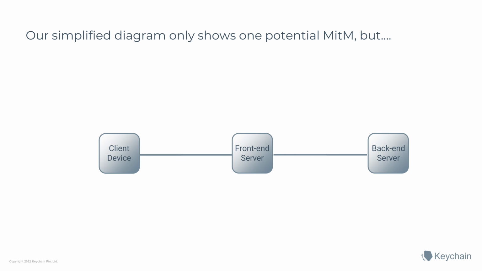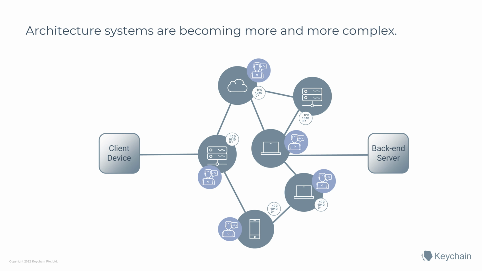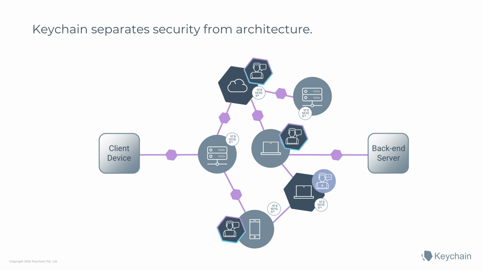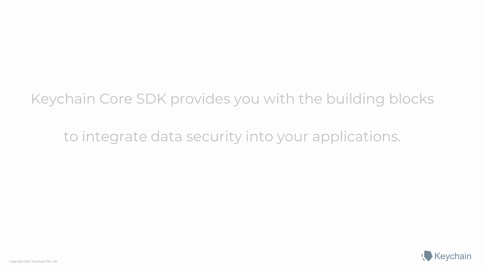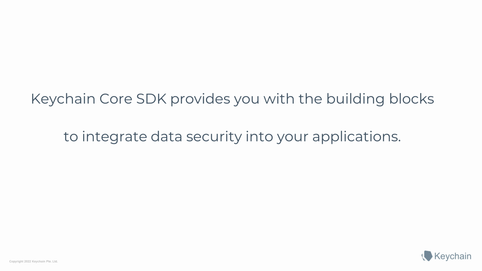And because systems can be quite complex, there is no real way of knowing how many hops in between the client and the back-end server have to be made before the back-end server actually receives the message. We will show you videos of sample applications available to you to provide you with an understanding of the security features of the Keychain Core SDK.